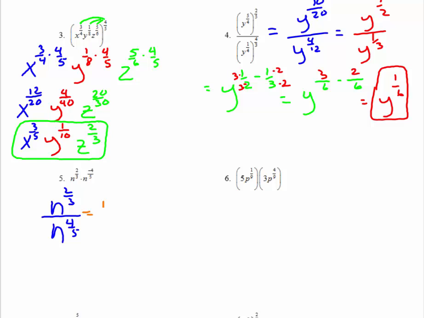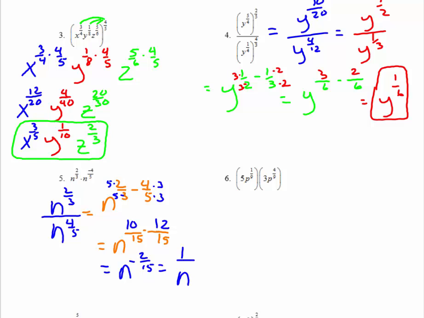So when I'm dividing, I subtract exponents, so I get n to the 2/3 minus 4/5. At this point, I do need to find a common denominator, and my common denominator is 15. So I would need to multiply this denominator by 5, so 5 times 2 is 10. This denominator needs to be multiplied by 3, so 4 times 3 is 12. When I subtract those, I get n to the negative 2 over 15. The directions say don't leave negative exponents negative, so I need to bring that down to the denominator and get 1 over n to the 2/15.